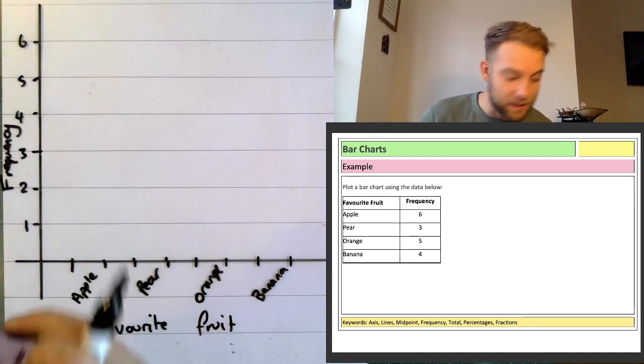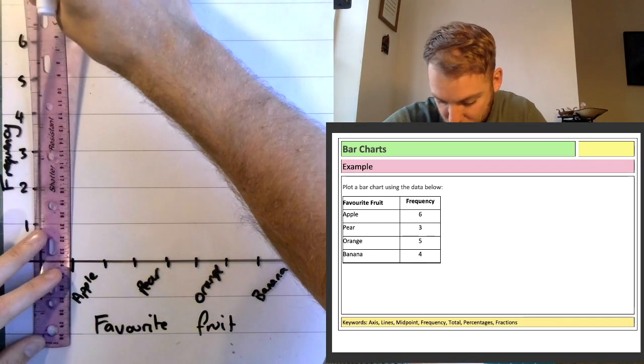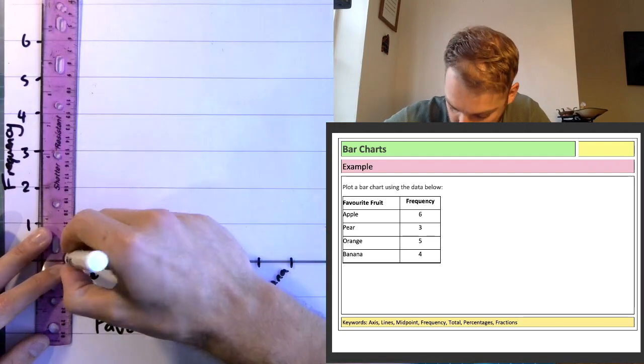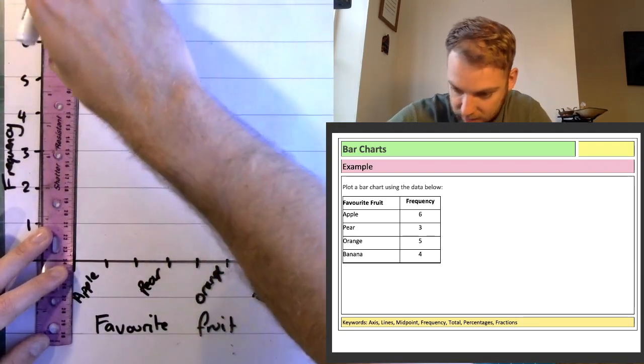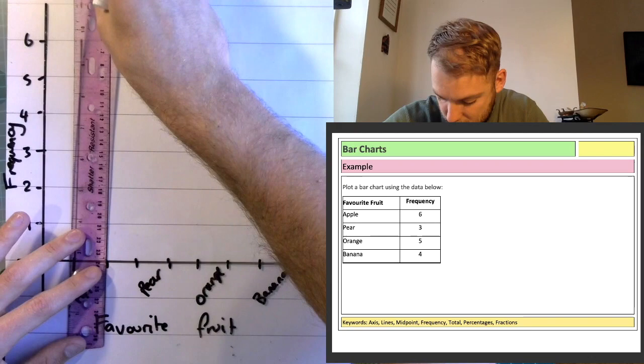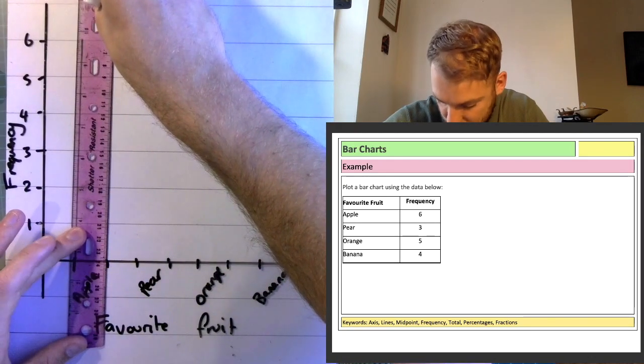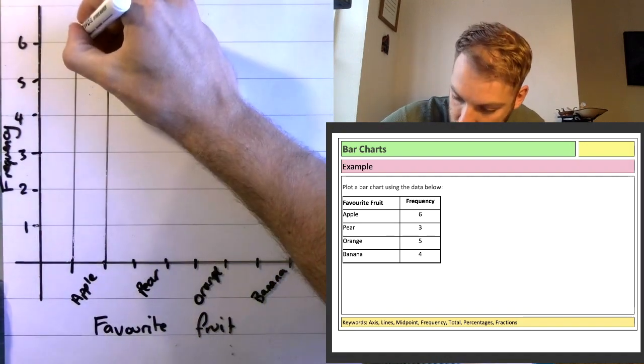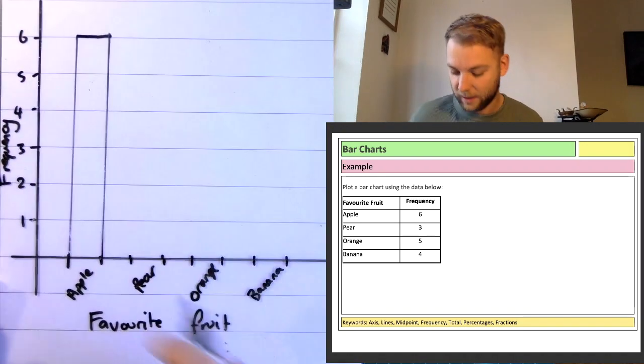So apple, I need to go up by 6. This is my biggest one. Make sure these lines are straight. Maybe use your other lines to help you. I'm going to go up to 6 there like so, and up to 6 there like so. And use across there, and there's my apple there like so.